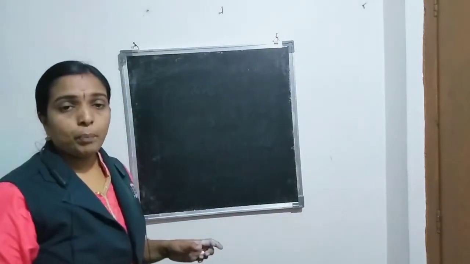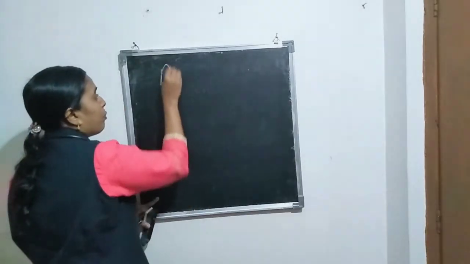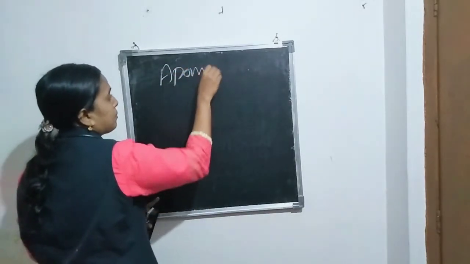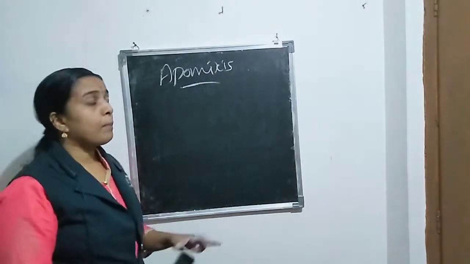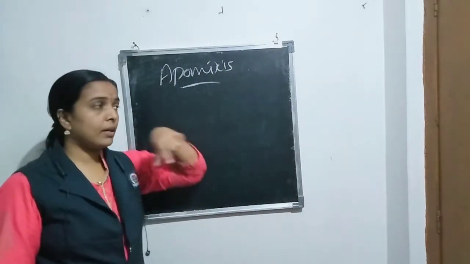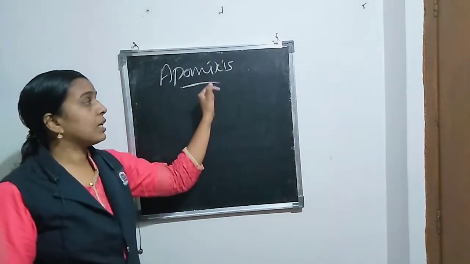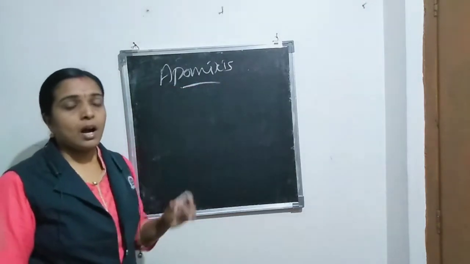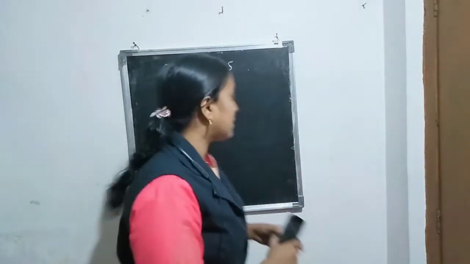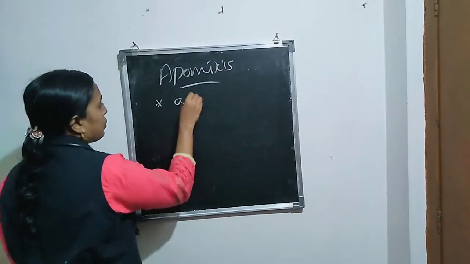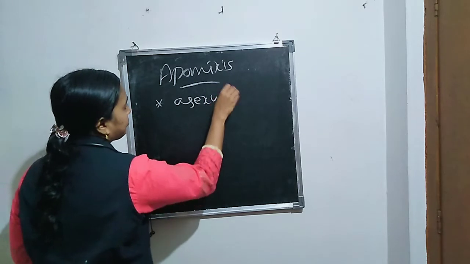Then the last topic of this chapter: apomixis and embryony together. Here, first we will discuss apomixis. Apomixis is a form of asexual reproduction.